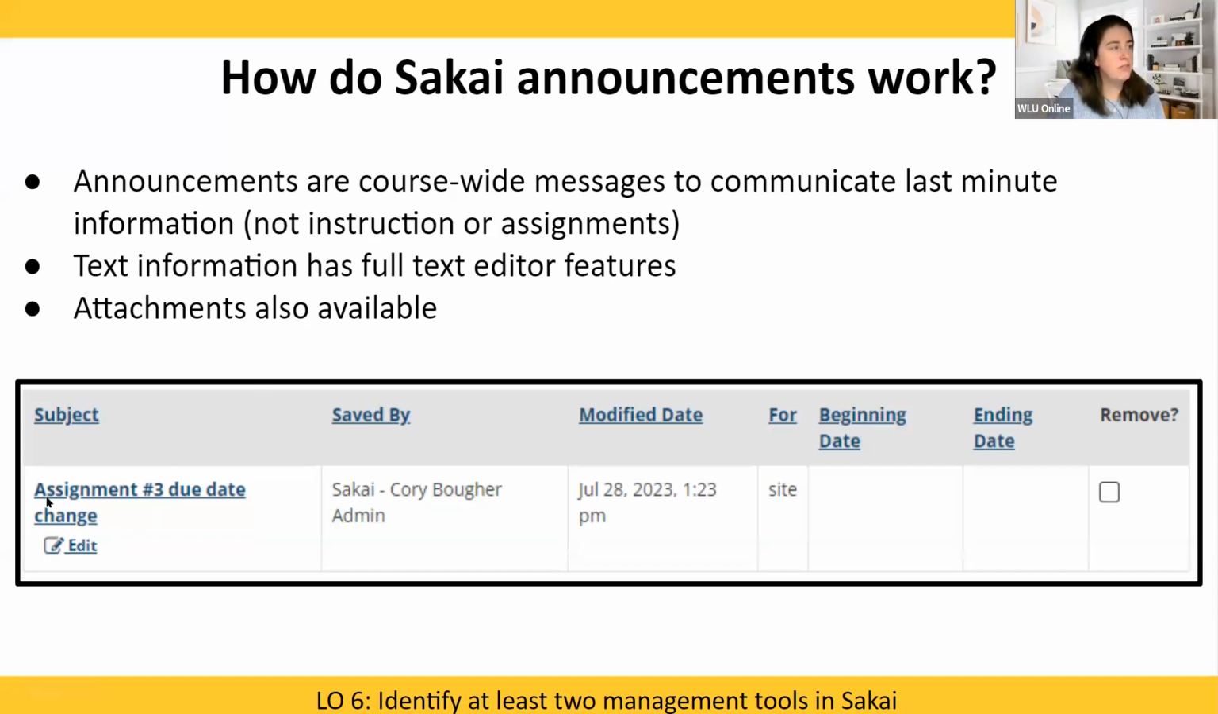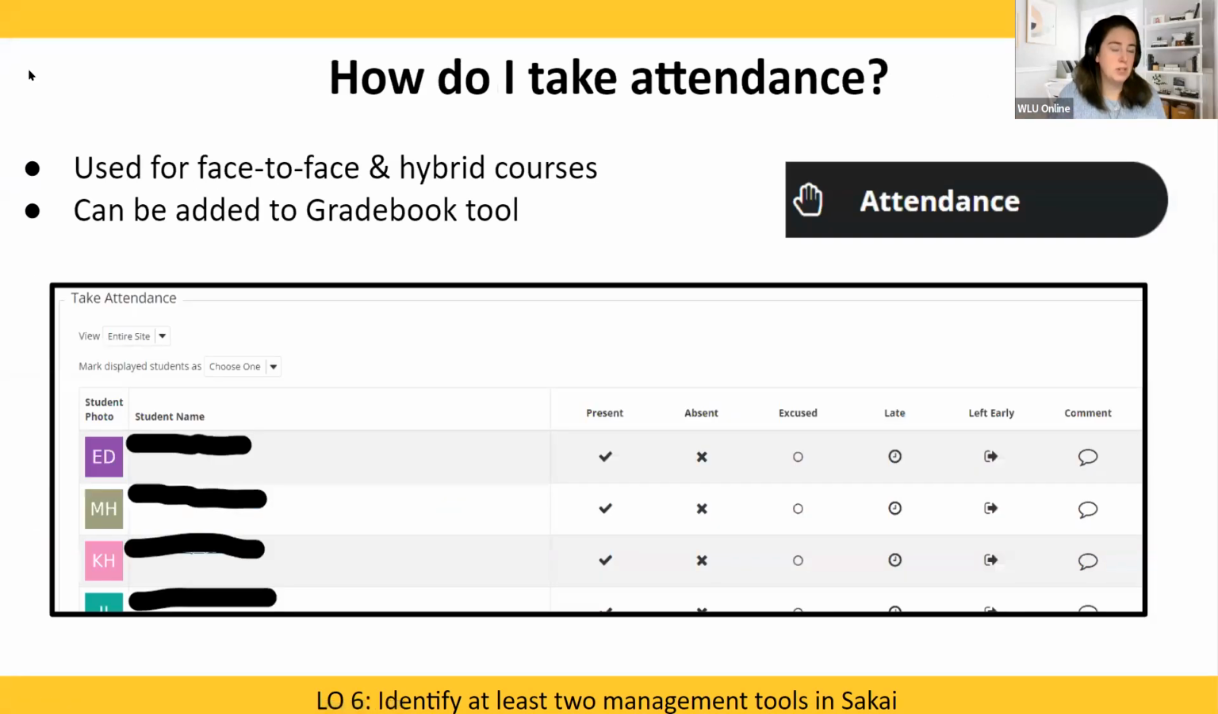So here's an example of the item. It's underlined, so it means it's accessible. You can click on it and edit it, who created it, when it was, and who it went to. And for this case, it went to the whole site. And then if you needed to remove an announcement because you made a mistake or it's not applicable anymore, you can also delete it. And this is a management piece that's commonly used.